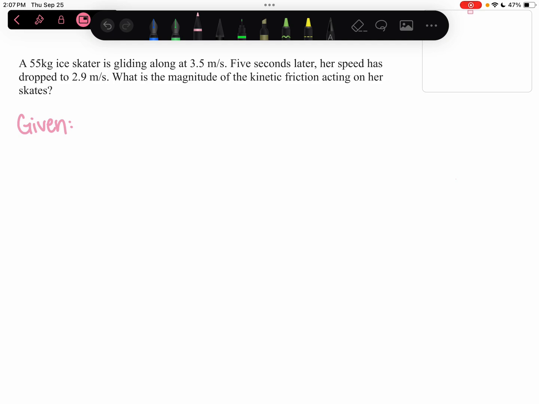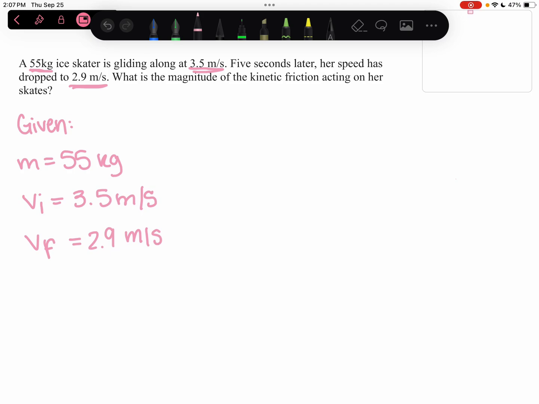So first, I just want to list the values that we are given. The first one we are given is 55 kilograms for her mass. And then we are also given her initial velocity of 3.5 meters per second, as well as her final velocity of 2.9 meters per second. And lastly, we're given her change in time, which is 5 seconds.